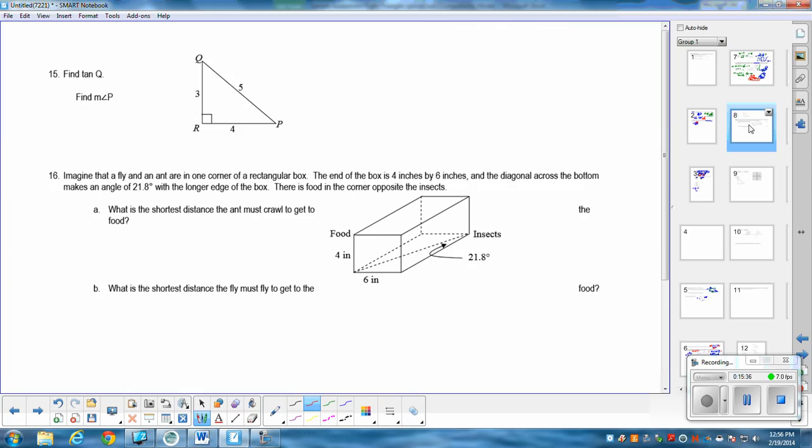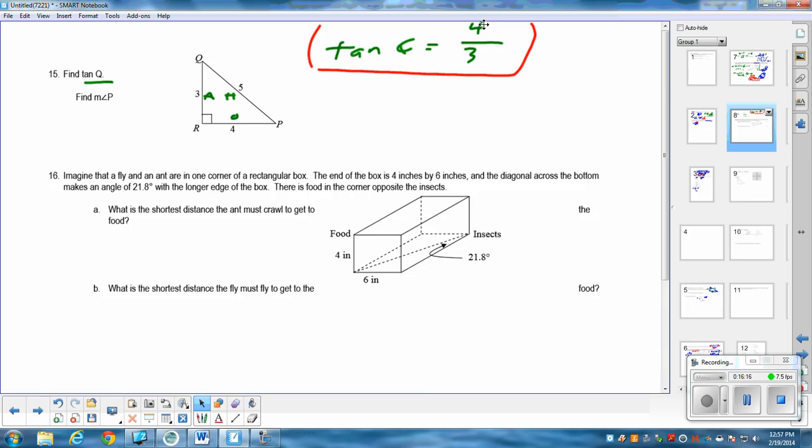Number 15. A lot of people miss this question because they go too far. We are looking for the tangent of Q, which means all we are looking for is the tangent of this angle equals what over what. From Q, there's the opposite, the adjacent, and the hypotenuse. The tangent is the opposite over the adjacent, so this is going to be 4 over 3. That is it. I did not ask you to find the angle. I just wanted to know what the tangent of the angle was. And that's this right here.